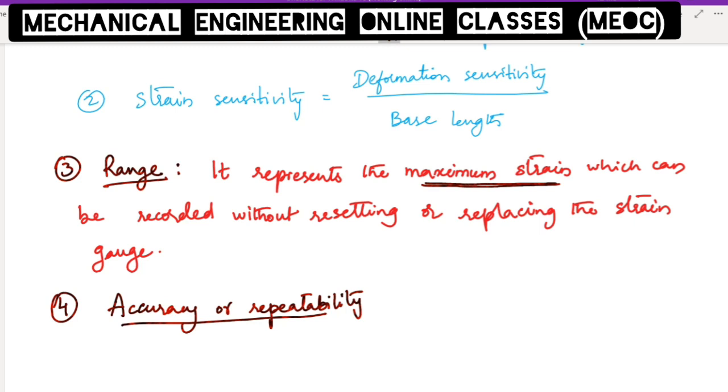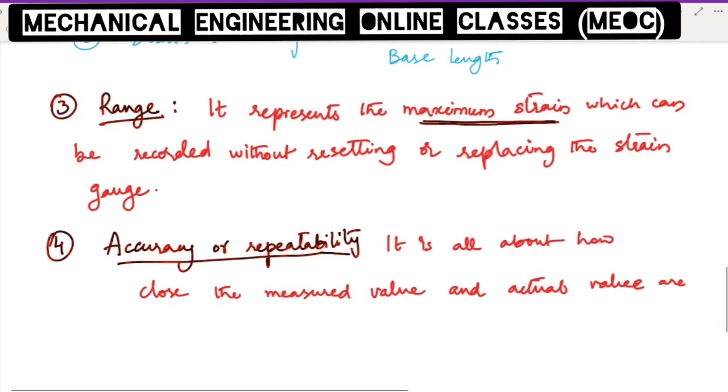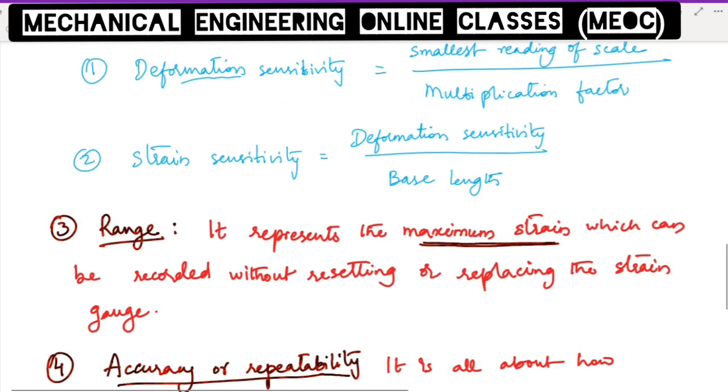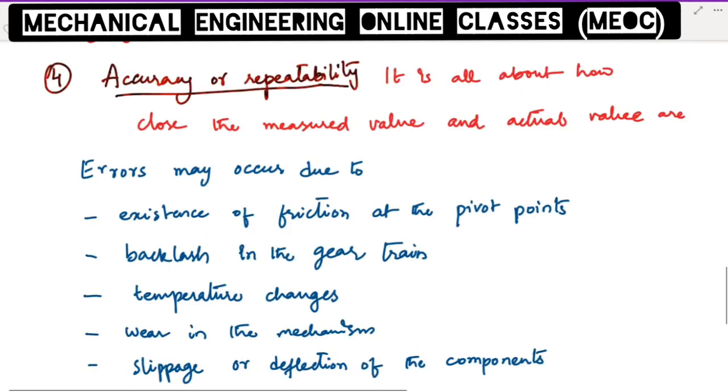The fourth characteristic is the accuracy or repeatability. We all know what accuracy and repeatability are. Accuracy means how close the measured values are to the actual values. The closeness between the actual value and the measured value is called accuracy. So if the measured value is not equal or close to the actual value, the strain gauge has an error.